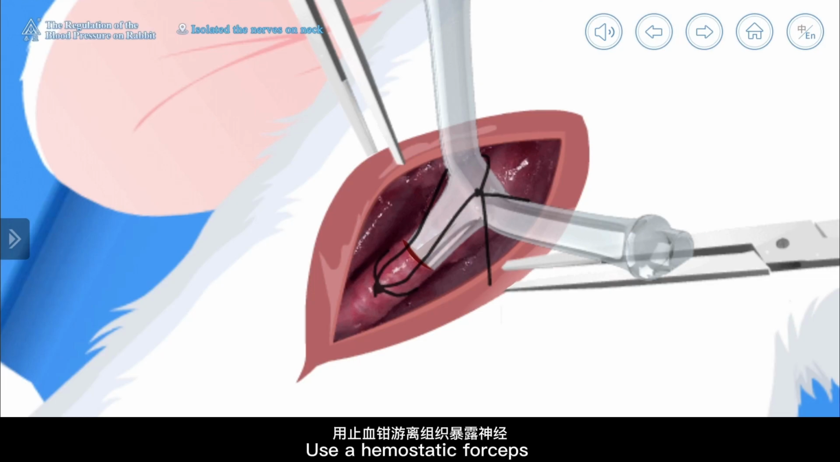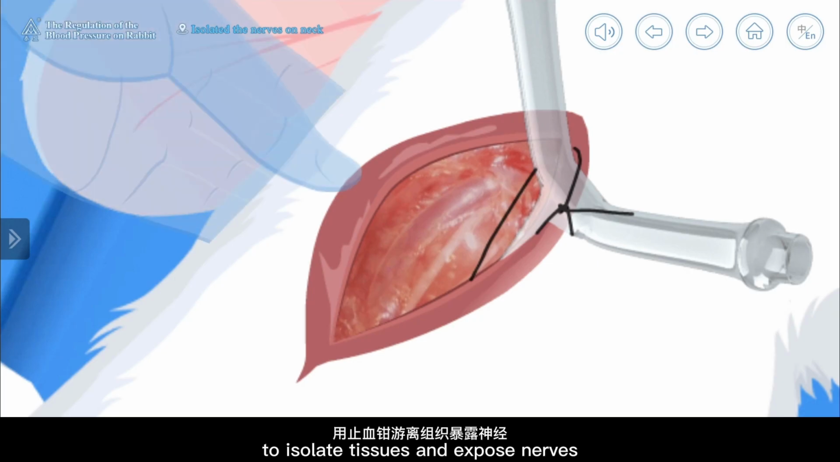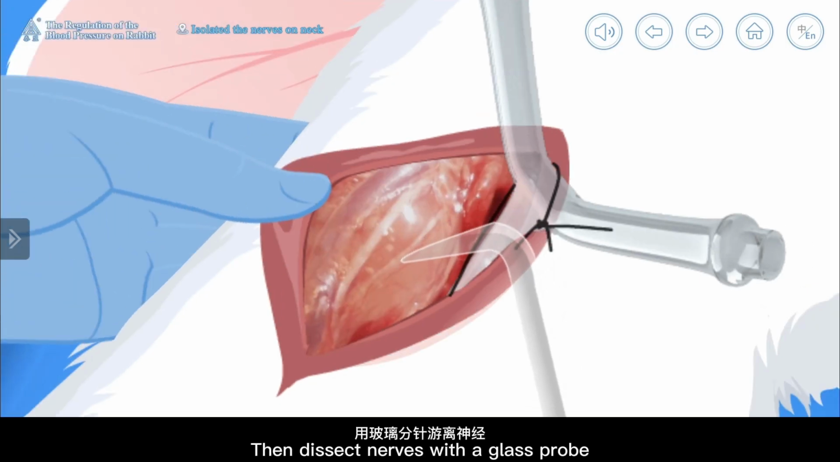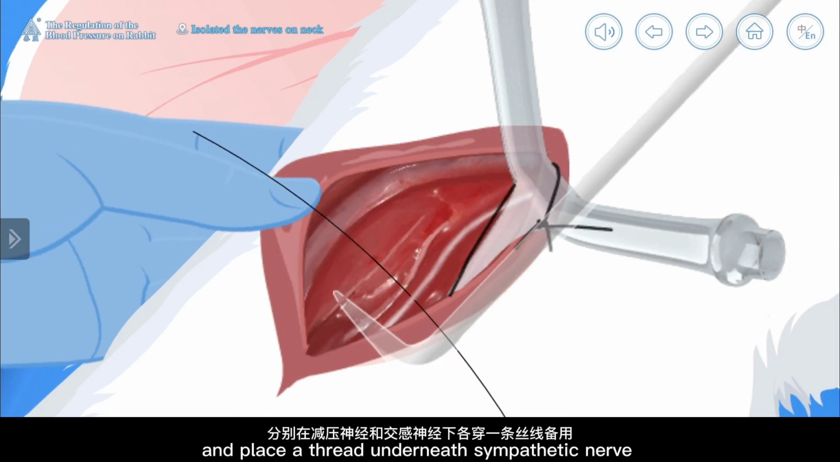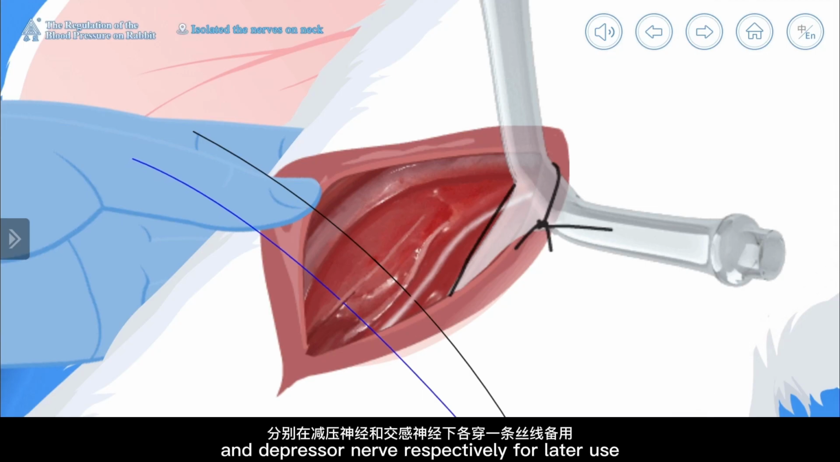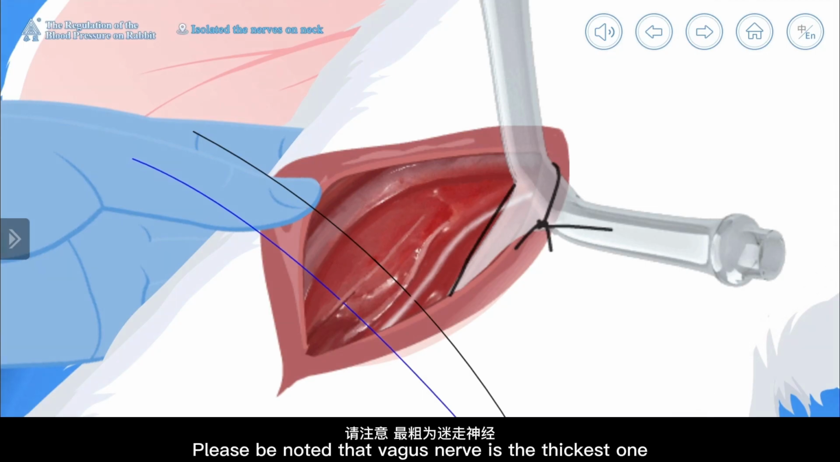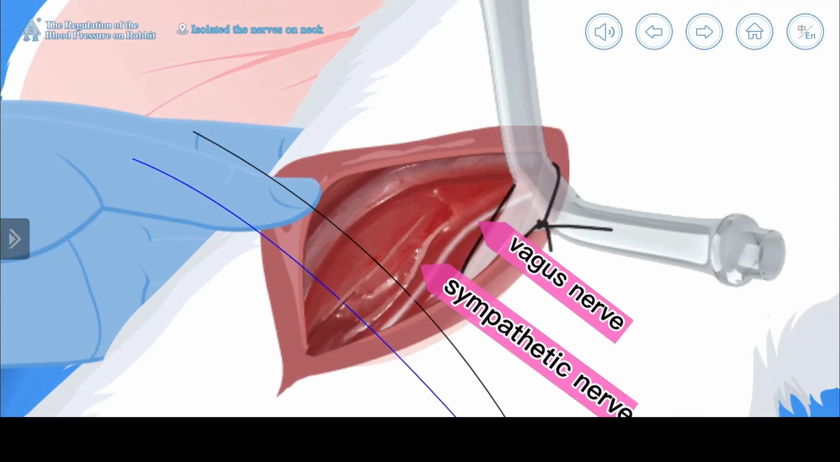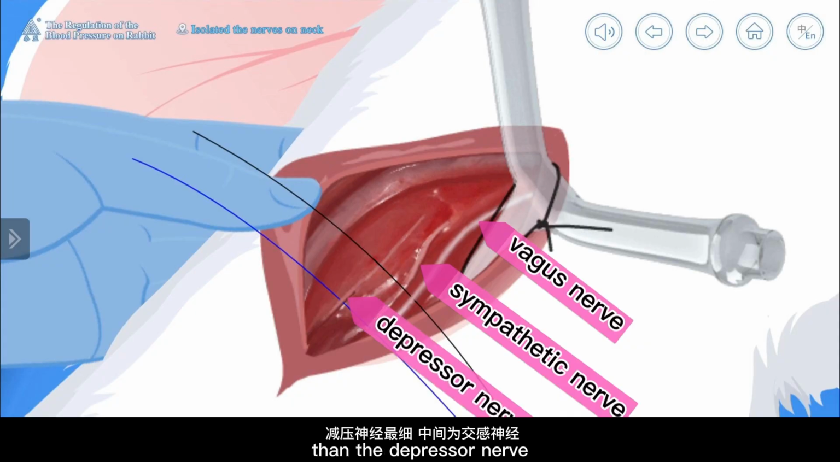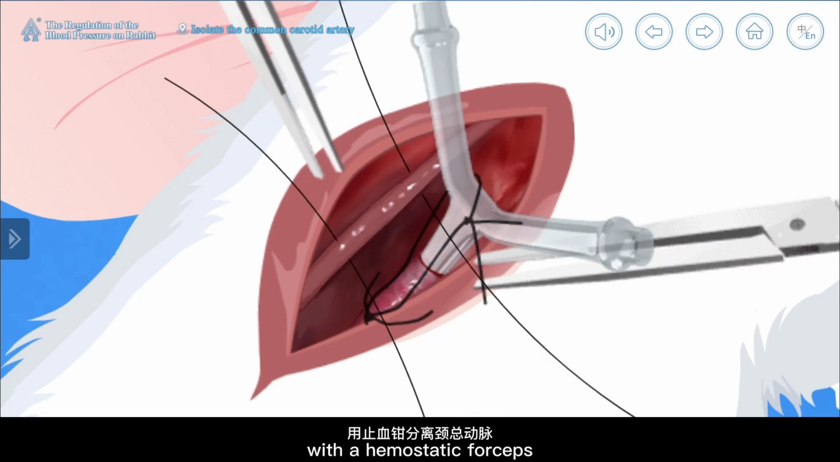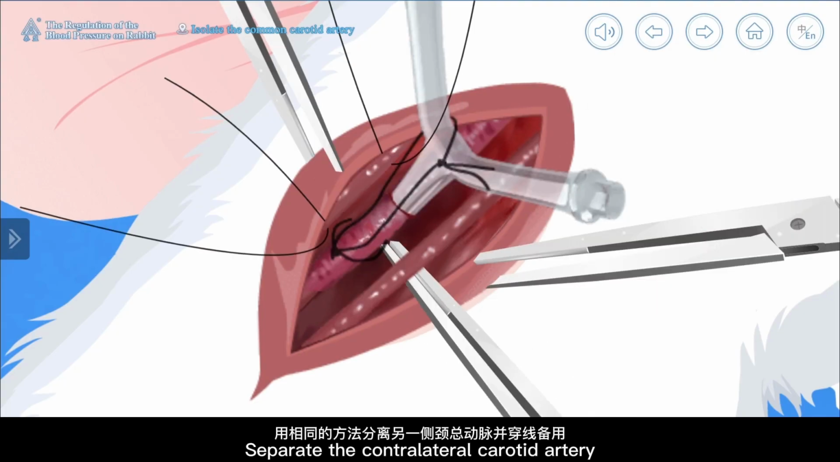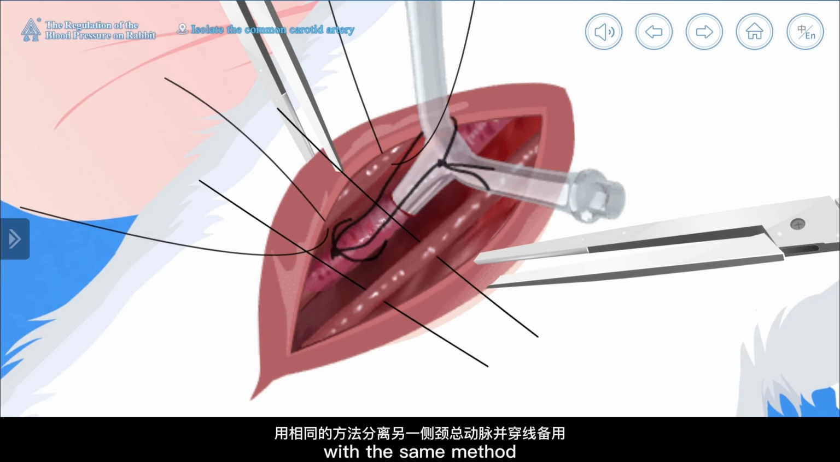Use a hemostatic forceps to isolate tissues and expose nerves. Then dissect nerves with a glass probe. Separate the vagus nerve and place a thread underneath the sympathetic nerve and depressor nerve respectively for later use. Please note that the vagus nerve is the thickest one, and the sympathetic nerve is thicker than the depressor nerve. Separate the common carotid artery with a hemostatic forceps and place 2 threads underneath for later use. Separate the contralateral carotid artery with the same method.